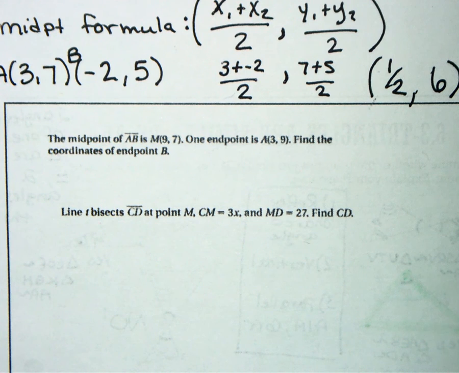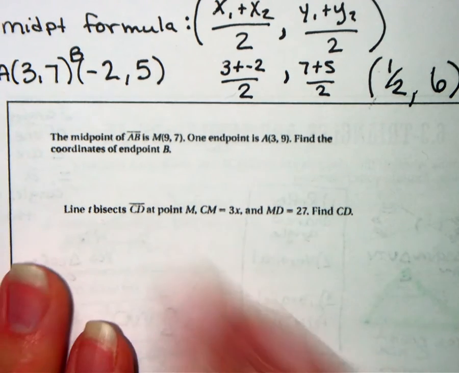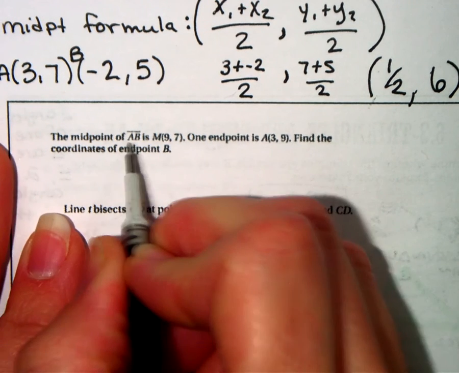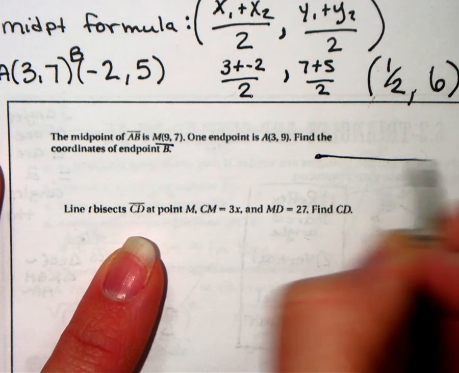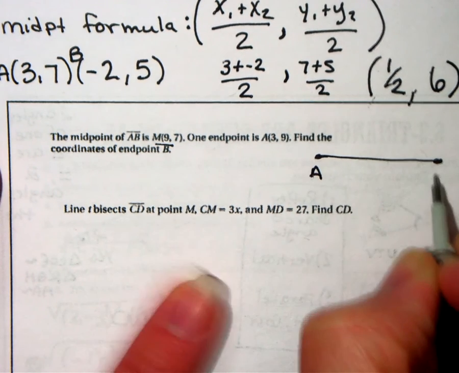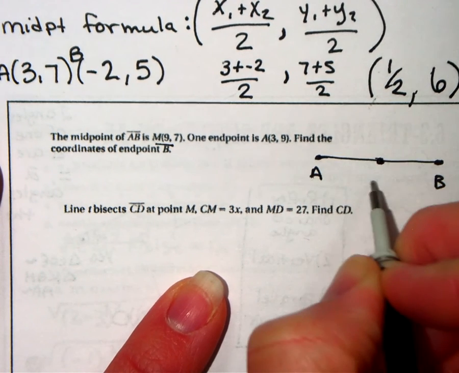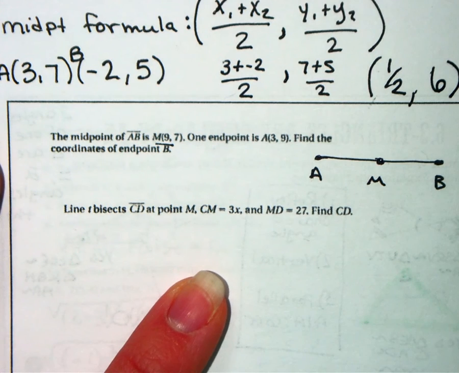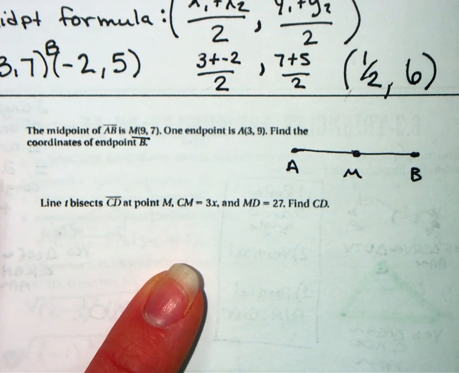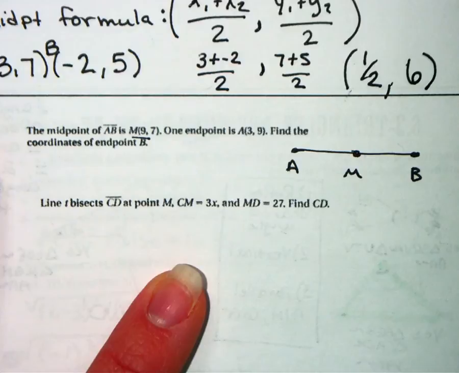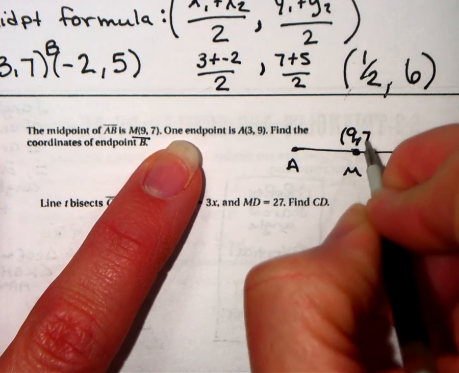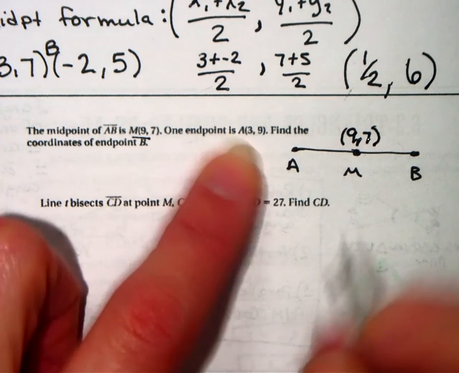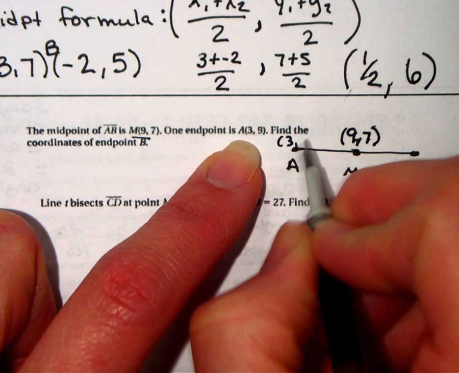Okay, so when we do this problem, the reason that this problem is different is it gives you A, B, and it gives you the midpoint M. So if I had a picture of this, here's A, here's B, here's your midpoint M. Okay, and you may or may not remember doing this in the first place, but again, here's a second look at it. So the midpoint is 9, 7, and A is 3, 9.